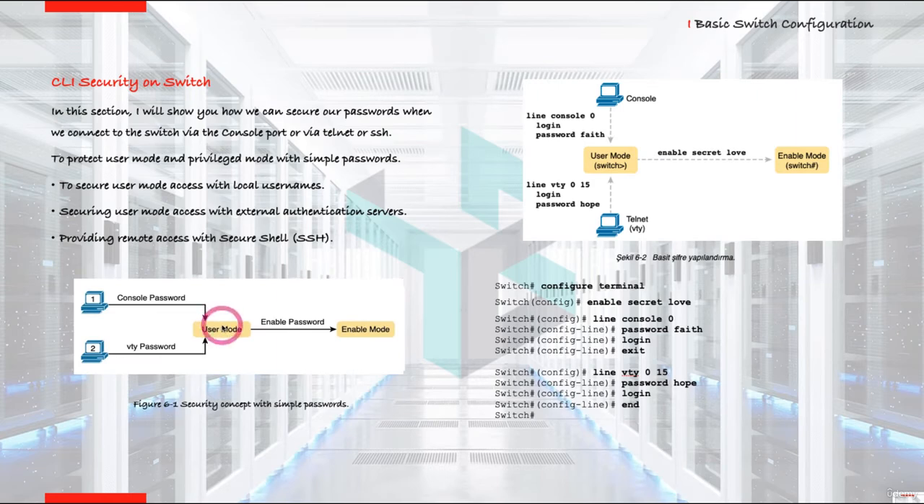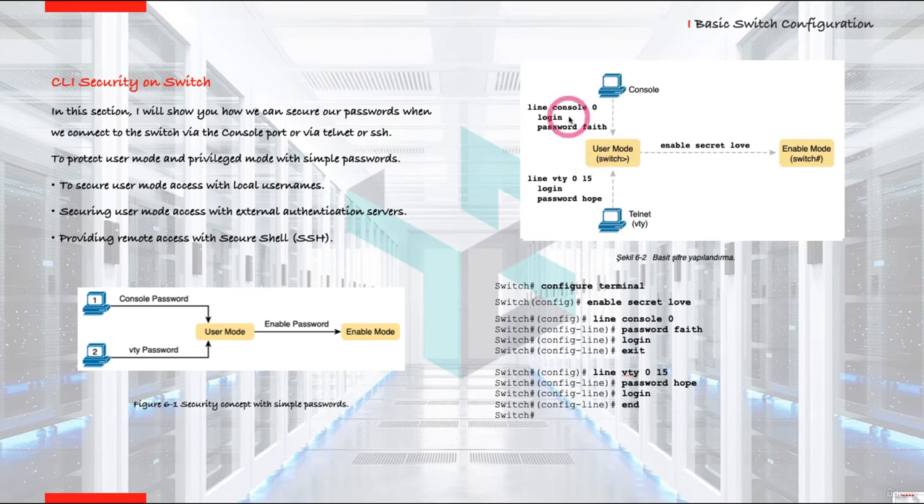If you remember, we had user mode, enable mode and global config modes, and we had to give passwords to access these modes. In order to access the user mode, we give a password to the console port of our switch or router in this way. If you remember, we logged into global mode and gave our password for console login using the commands here. After giving the password, the console asks us for this password when we plug our console cable into the console port of our device and try to access user mode.